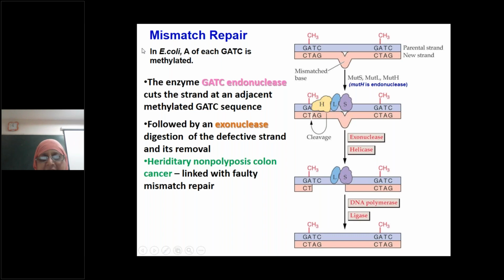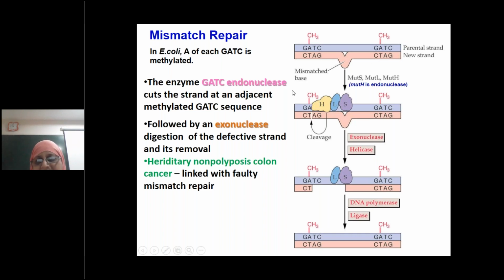Here we are talking about an example in E. coli, where adenine of each GATC is methylated. Now you can see this is a parental strand and this is a new strand where a mismatch base is present. Now how will any enzyme recognize where the mismatch base pair is? So the parental strand will always be methylated. So methylation will help in recognition of the parental strand, while the new strand will not be methylated.